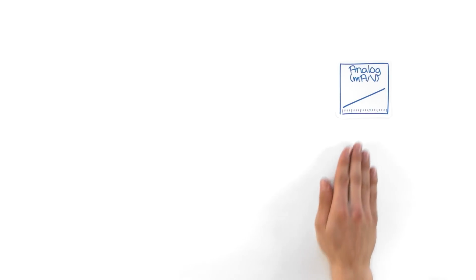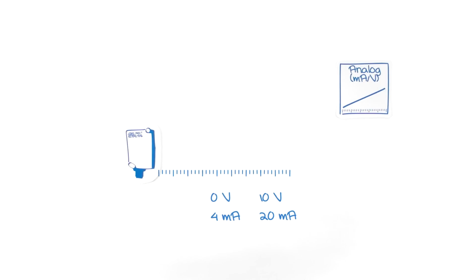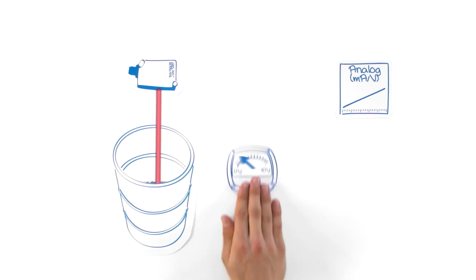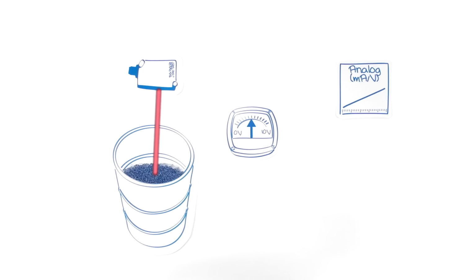For the analog output, distance values are assigned to the minimum and maximum output signals. The analog signal from the output changes in proportion to the distance from the object being measured. The analog output is used for simple positioning applications or for level measurement.